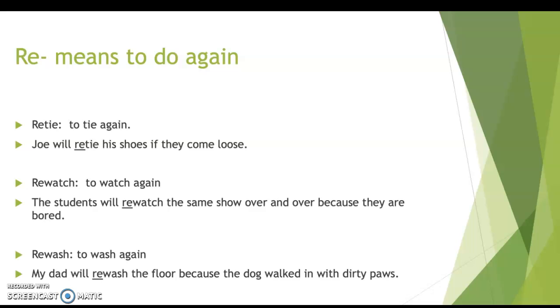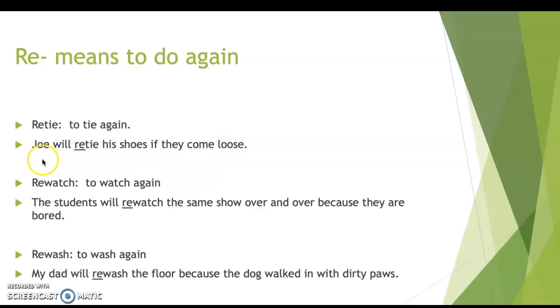The prefix that they're going to be talking about on the iReady lesson today is re. And re just means to do again. I'm going to use the example of tie. We said untie in the earlier slide. Now there is also the word retie. Retie means to tie again. Joe will retie his shoes if they come loose.